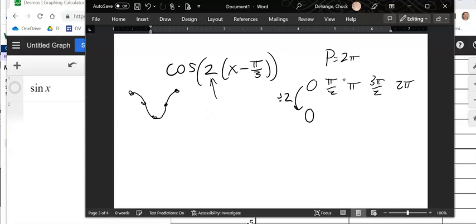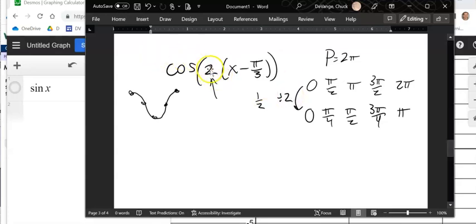0 divided by 2 gives me 0. Pi over 2 divided by 2. Dividing by 2 is the same as multiplying by 1 half. I can just double all the denominators here. Pi over 4, pi over 2, 3 pi over 4, and then 2 pi divided by 2 is just pi.